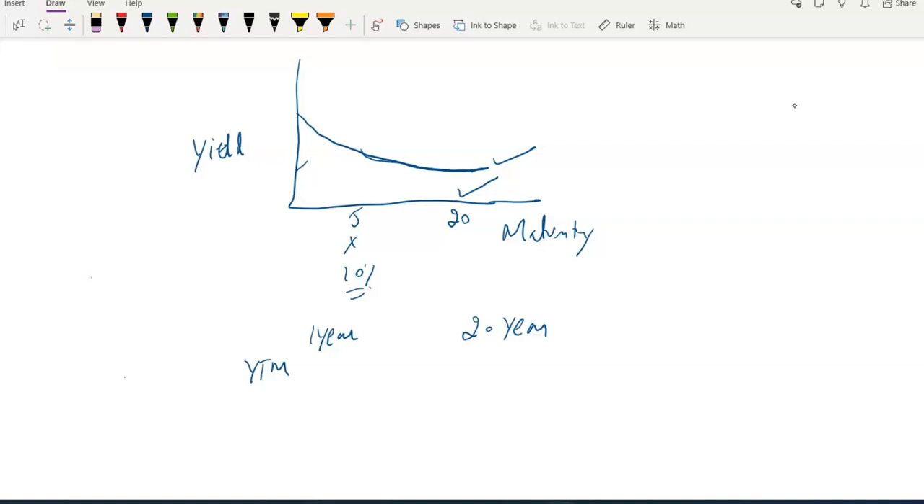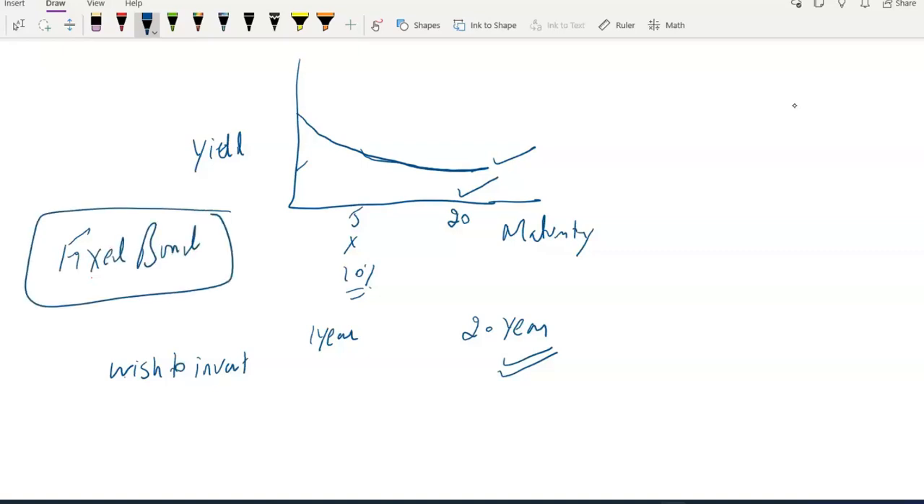Okay. Listen to my answer. If you are expecting that interest rates are coming down, your wish is to invest for long term. There is no floating bond. We are talking about fixed rate bonds. This yield curve is only for fixed rate bonds, not for floating rate. Ignore the floating rate.